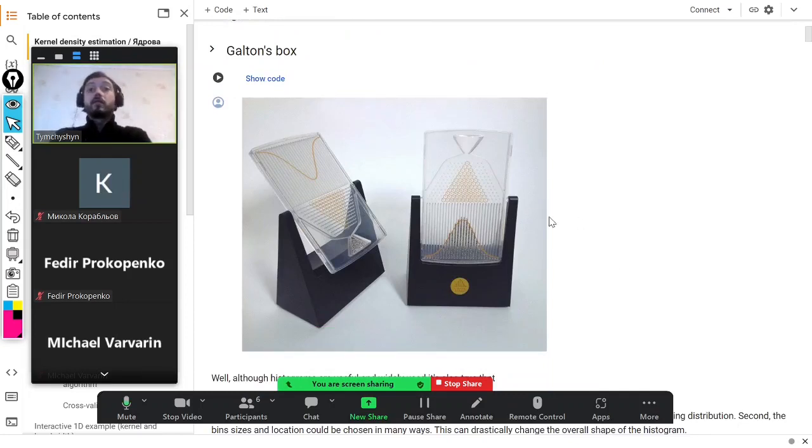Here is a nice real-life example for you. It's called Galton's box, and we have a lot of small balls in here, and when these balls are falling down, they are reflected from some sort of obstacles that are randomly distributed. When they are falling down, this is some sort of a histogram, so it's divided into some small bins, and when the balls fall into those bins, they look like a histogram, and the histogram looks like some sort of normal distribution. This is an example of a real-life histogram.